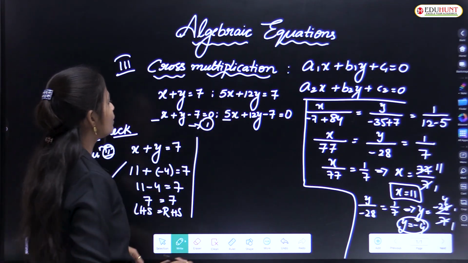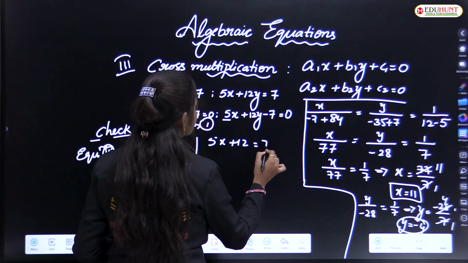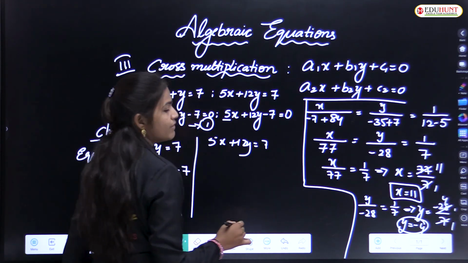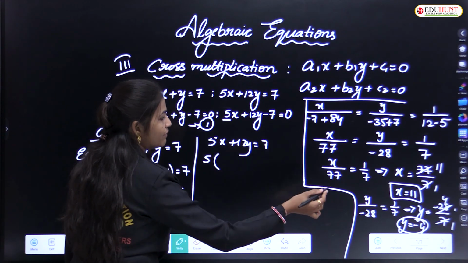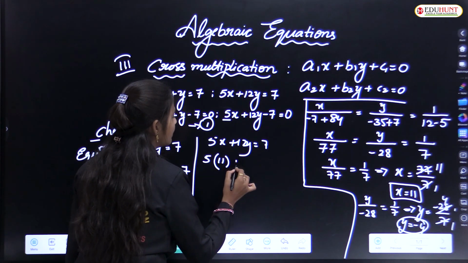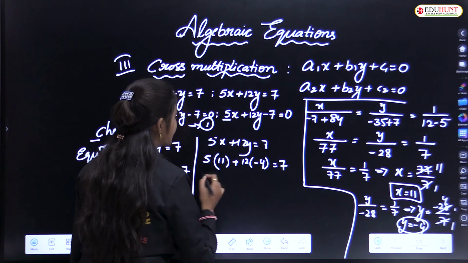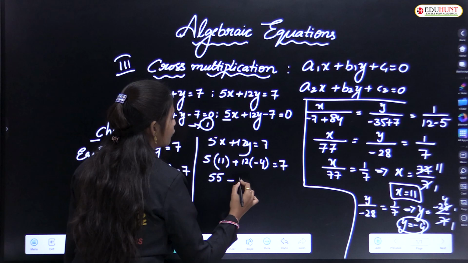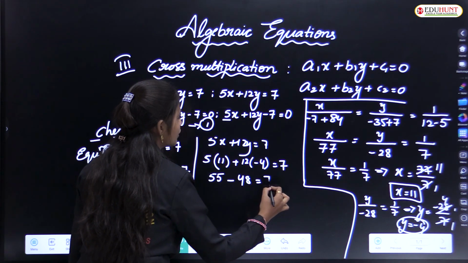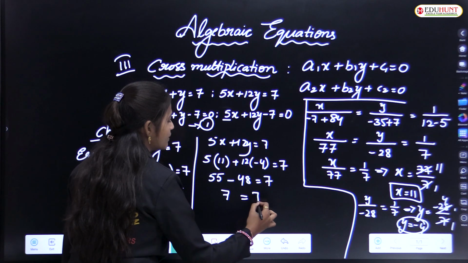Come to the second equation, what is that? 5x plus 12y is equal to 7. So substitute those values. 5 into x, we got 11, plus 12 into y, which is minus 4, is equal to 7. So 5 into 11 is 55, minus 12 fours are 48, is equal to 7. So 55 minus 48 is equal to 7.